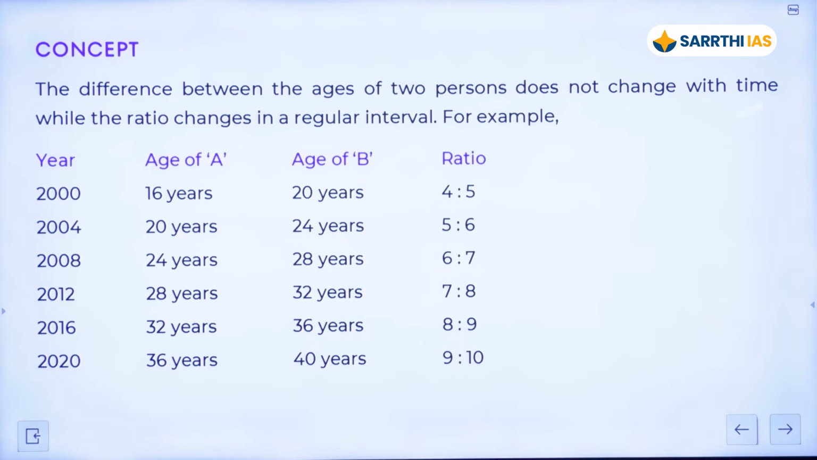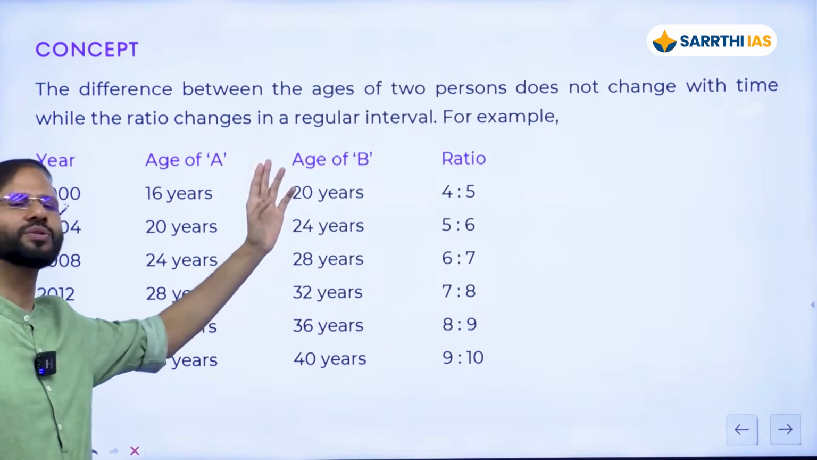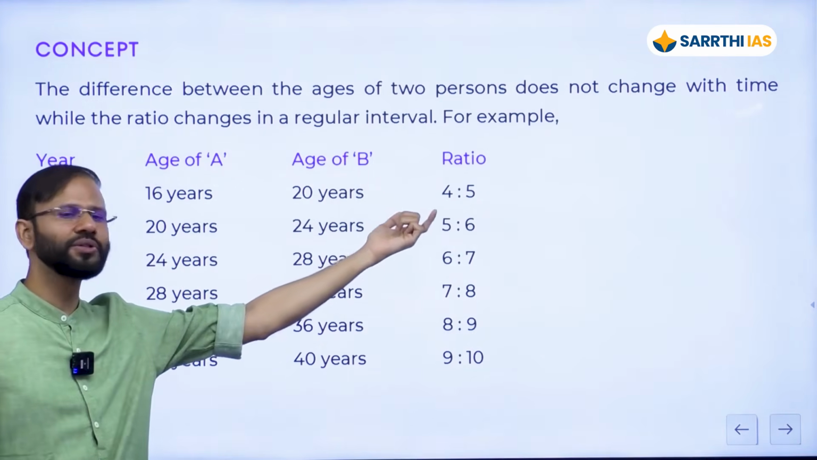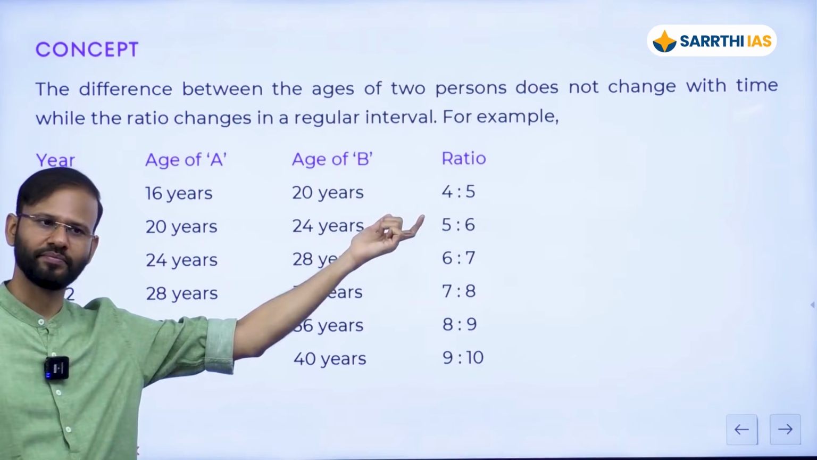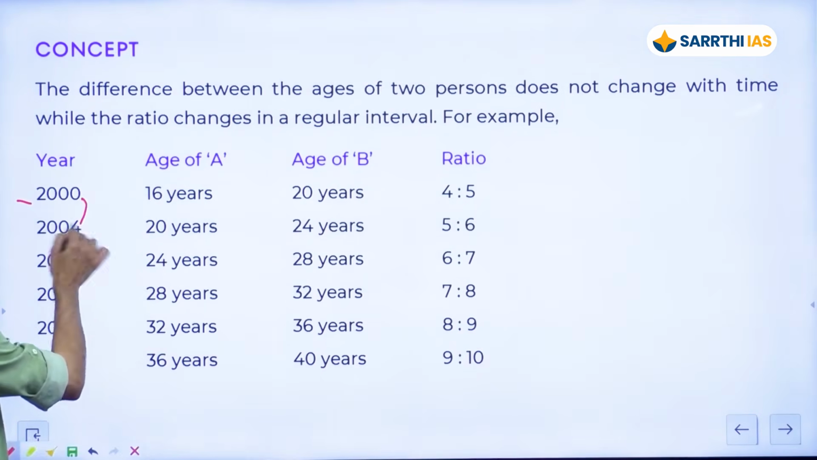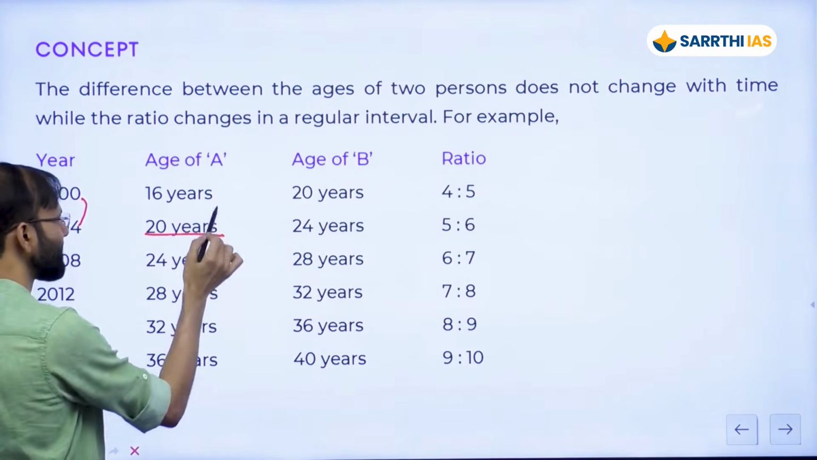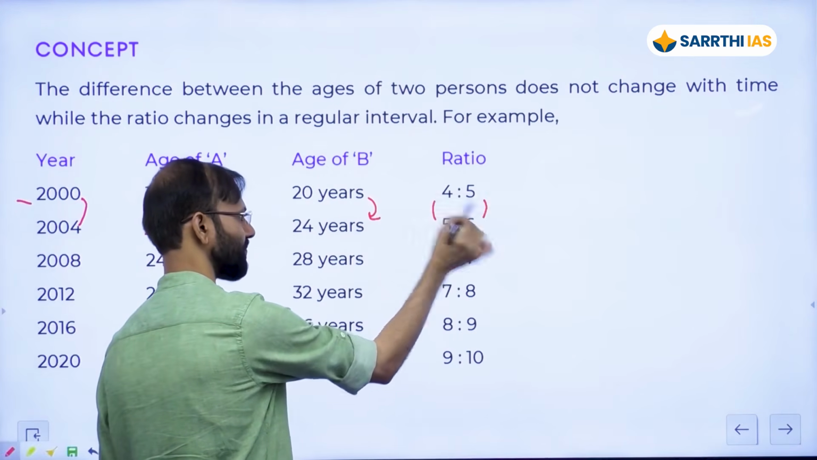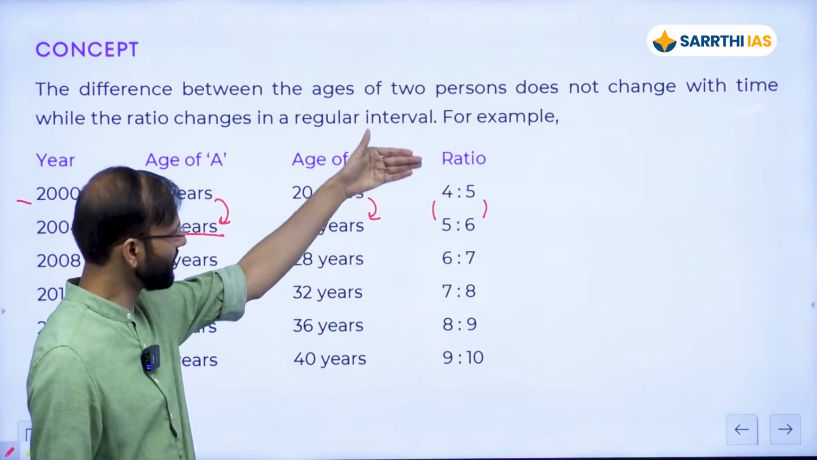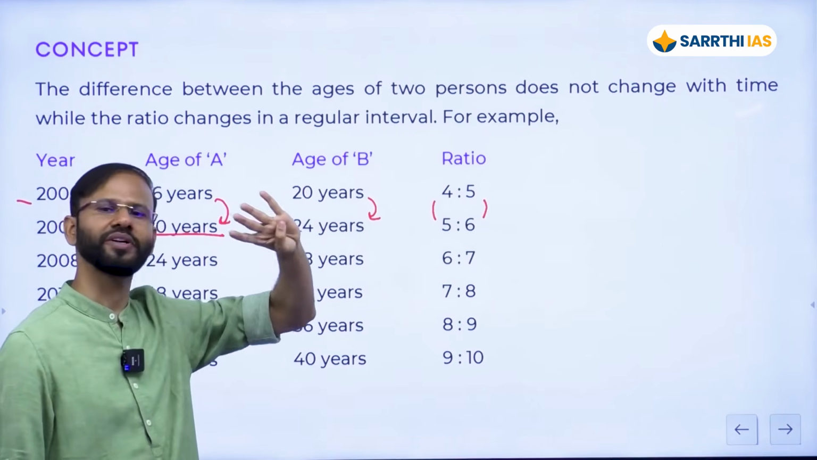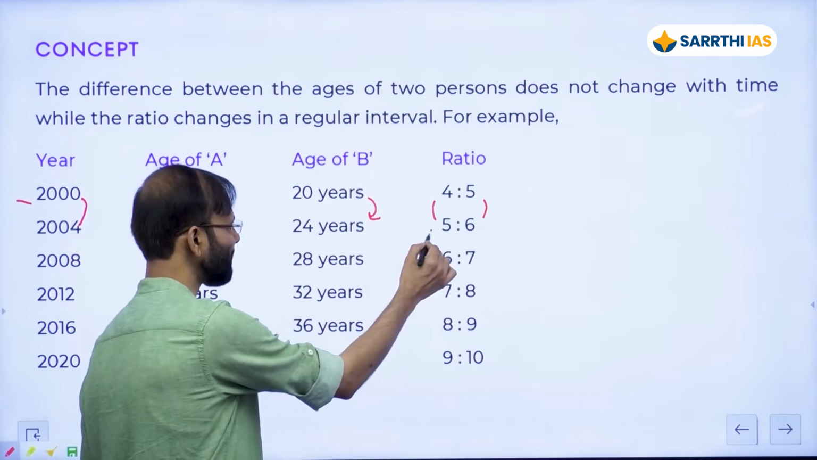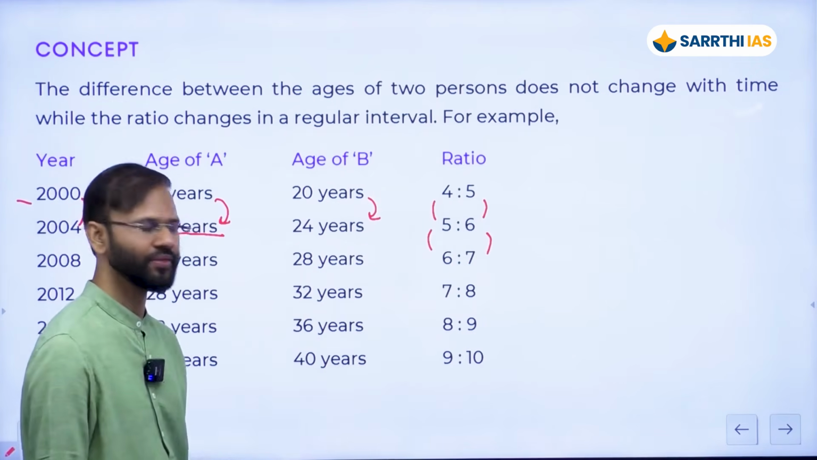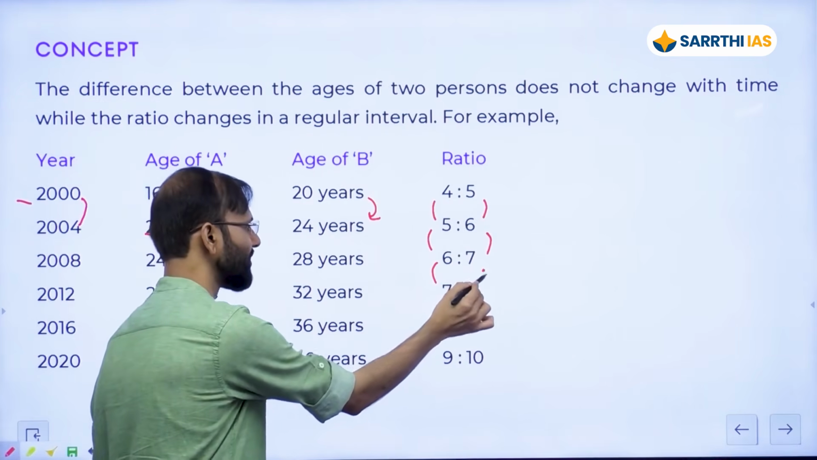Right? Now everyone, for example, let's say in the year 2000, the age of Mr. A was 16 years and the age of Mr. B was 20 years. So the ratio of their ages will be 4:5. Correct, guys? And after 4 years, he will be 20 years, right? And he will be 24 years. Now the ratio of their ages will be 5:6. Correct, everyone? So 4:5 becomes 5:6 in those 4 years. So in the next 4 years, it will change from 5:6 to 6:7. In the next 4 years, it will change from 6:7 to 7:8.